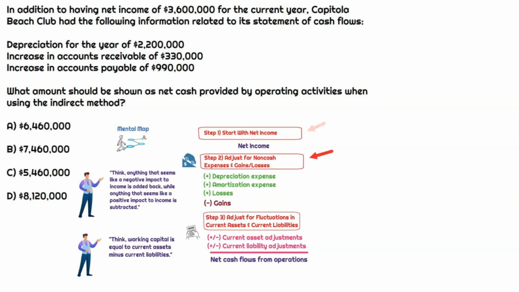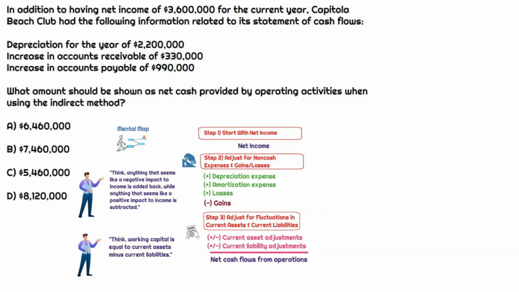As we can see for the mental map of the indirect method, we always start with net income, and then in step 2, we add back non-cash items like depreciation, and then we also need to reverse out the impacts of any gains or losses, and then in step 3, we need to account for any changes in current assets and changes in current liabilities.